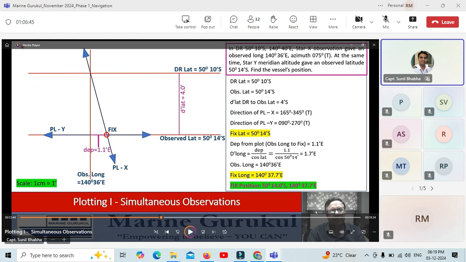Clear, beta? Any doubts? Very good, beta. Great. So let's move on to the next question.